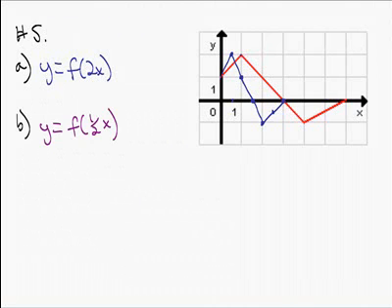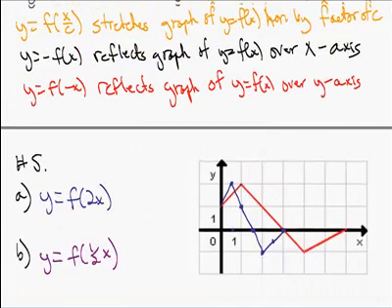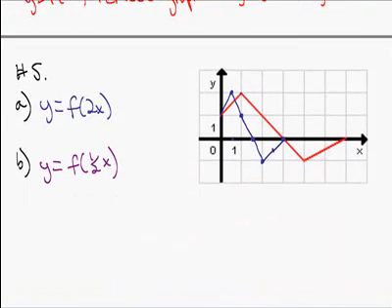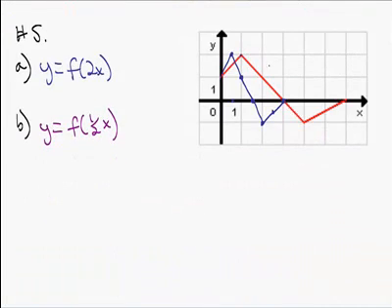How about part B, where we're looking at y equals f of 1/2 x? Well, here we're in the situation where we have f of x over a number bigger than 1. So we're in this situation right here. This is going to stretch the graph horizontally by a factor of c, in this case c being equal to 2. So we're going to stretch things horizontally by a factor of 2.